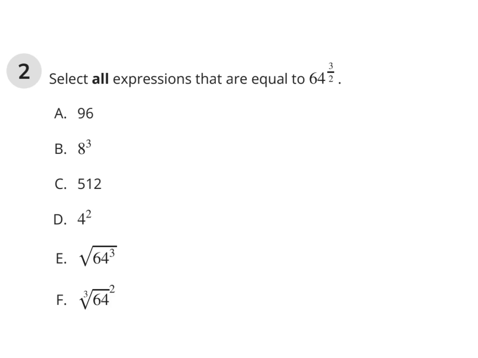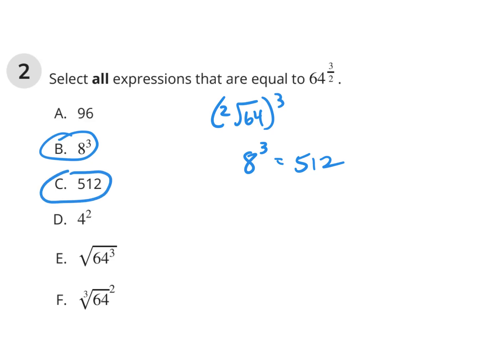Select all expressions that are equal to 64 to the 3/2 power. My denominator is my root, so the square root of 64 is 8, cubed, which is 512. So 8 cubed works, 512 works, and the square root of 64 cubed. Remember, mathematicians are lazy. They don't write the 2s and 1s, the 2s for square roots, at least.